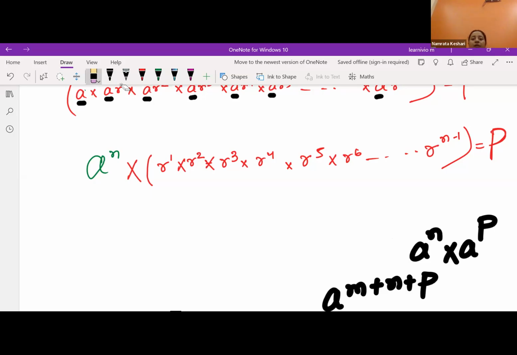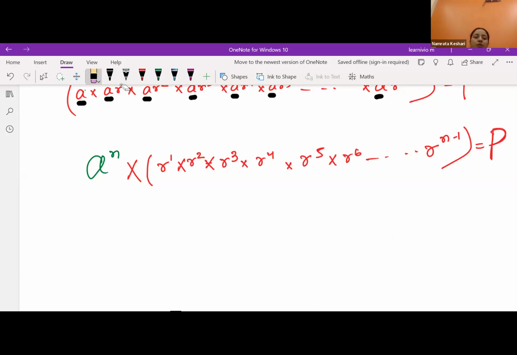So the law of exponent we are going to use: R to the power 1 into R to the power 2 into R to the power 3, that means R to the power 1 plus 2 plus 3 plus 4 plus 5 dot dot dot n minus 1. Clear?